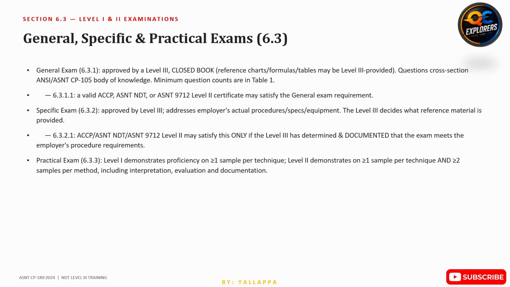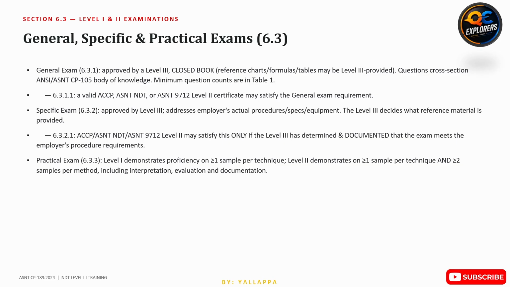While the general examination tests broad technical knowledge, the specific examination focuses on the employer's actual work environment. Candidates are tested on the employer's written procedures, applicable codes and standards, customer specifications, acceptance criteria, inspection equipment, and reporting requirements. Because every organization performs inspections differently, the content of the specific examination varies from one employer to another. The employer's designated Level 3 determines what reference material, if any, will be available during this examination.